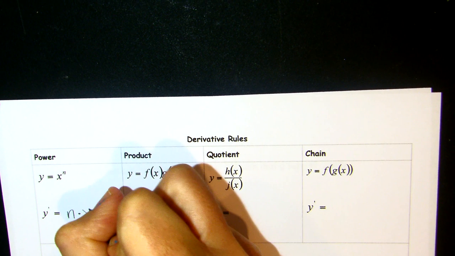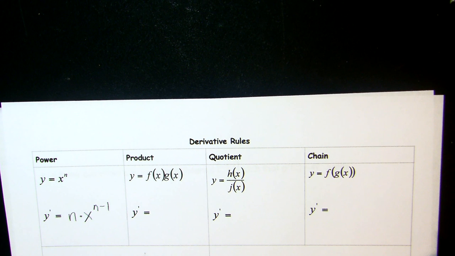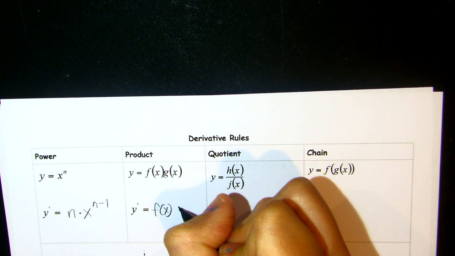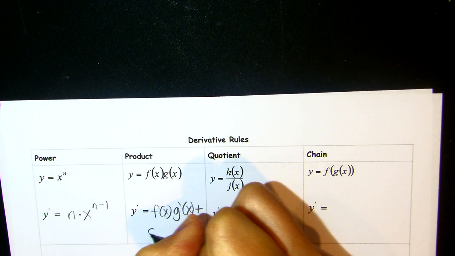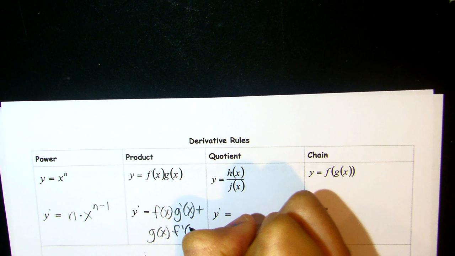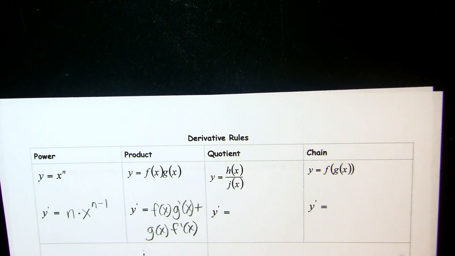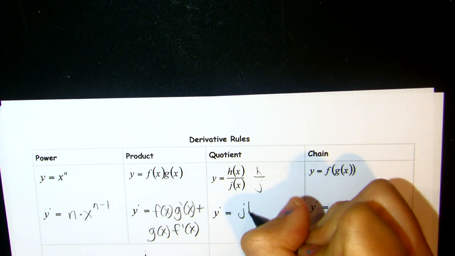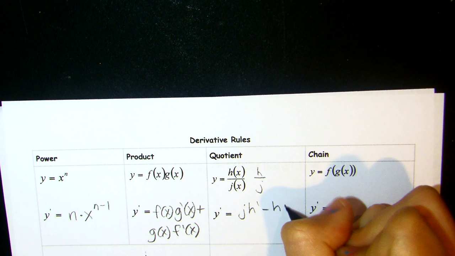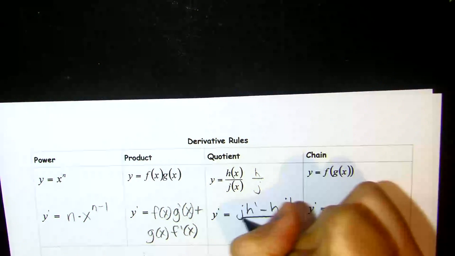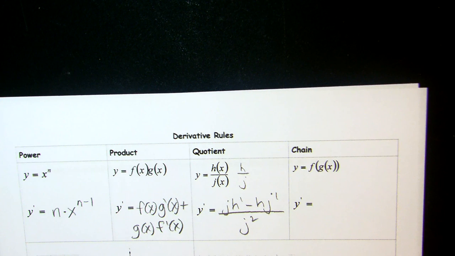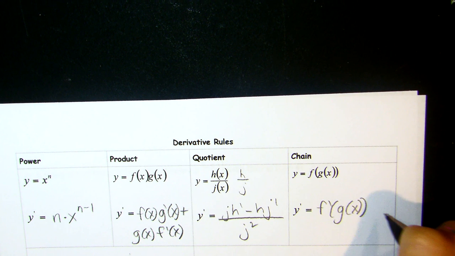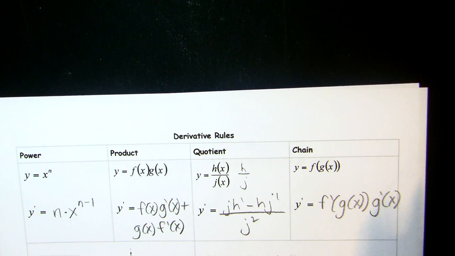So power rule, you move the power down, you subtract 1 from the power. I just wanted you to hear my voice saying these things. I know you know them. For product rule, it's the first guy times derivative of the second guy plus the second guy times derivative of the first guy. For quotient rule, I'm going to abbreviate with H and J: the bottom times the derivative of the top minus the top times the derivative of the bottom, all over the bottom squared. And for the chain rule, we did the derivative of the outside, left the inside alone, and then did the derivative of the inside.